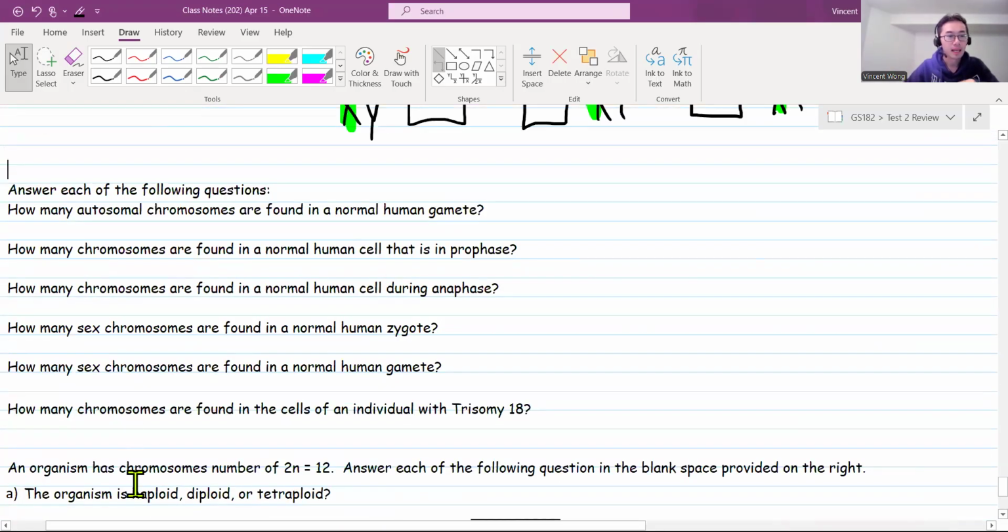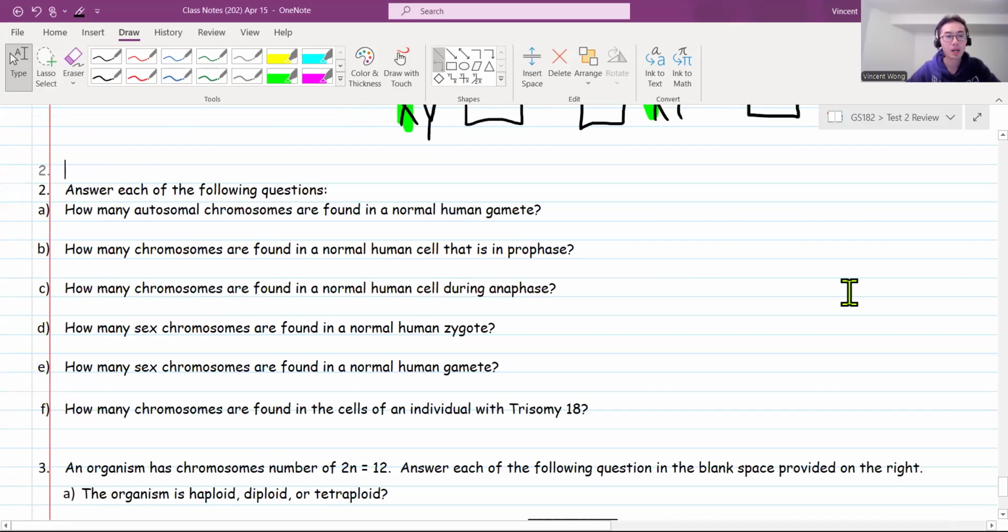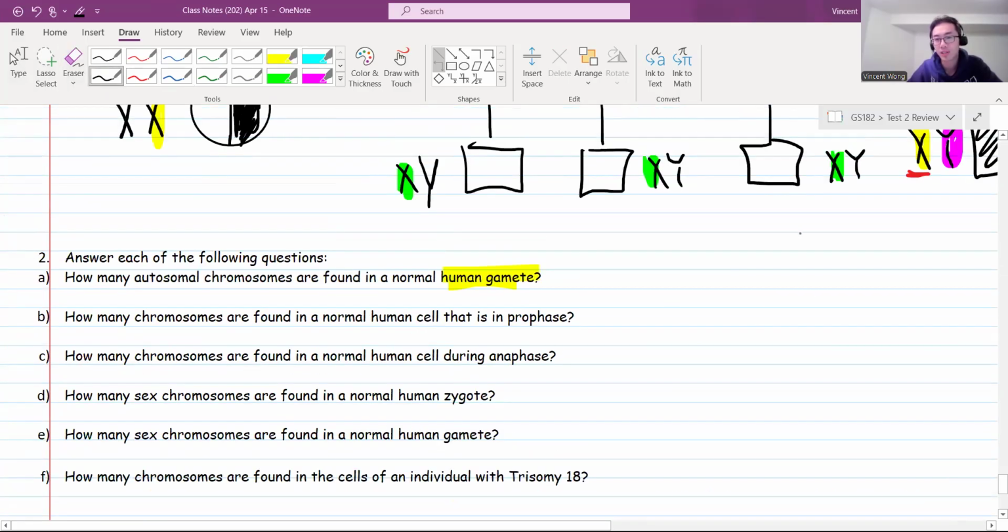Next. Answer each of the following questions. How many autosomal chromosomes are found in normal human gametes? If you easily get confused about these things, don't look at the questions yet, just think about it. Normal cells 46, gametes 23 chromosomes, right? So how many autosomes in a normal gamete? Well, a normal gamete has 23 chromosomes. If we don't count the sex chromosome, then that's 22.